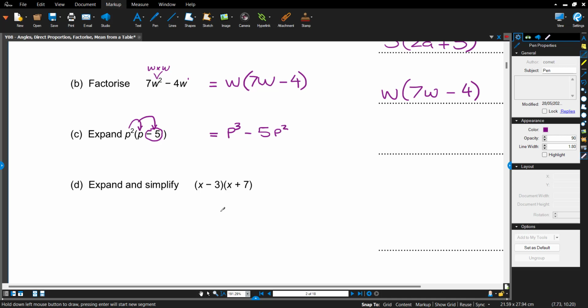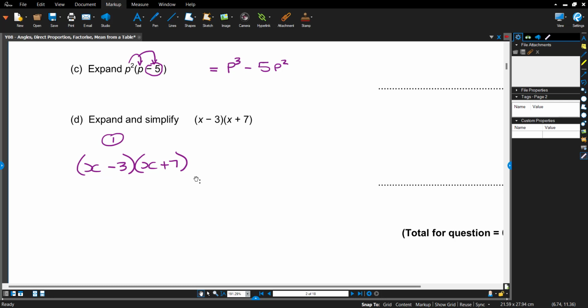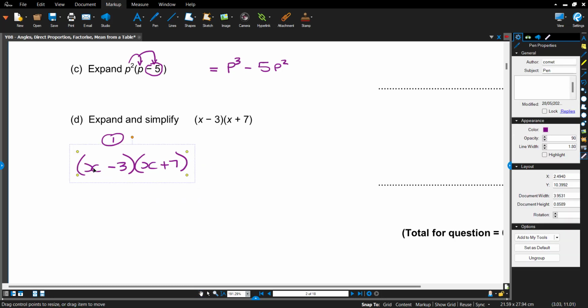Expand and simplify. I'm going to show you two ways to do this. Method 1. Let's just rewrite that. So it's going to be (x - 3)(x + 7). All right, so this is the way I was taught in school.